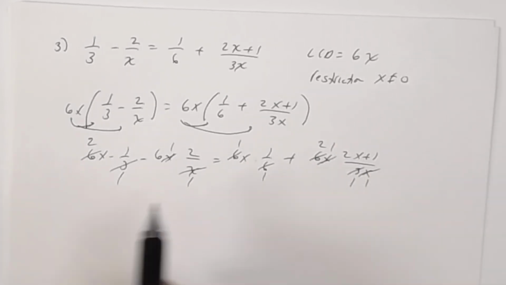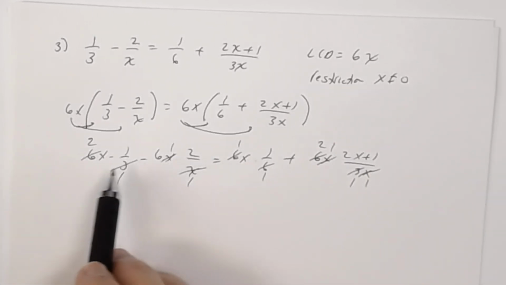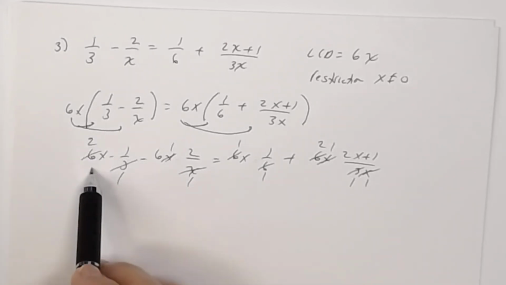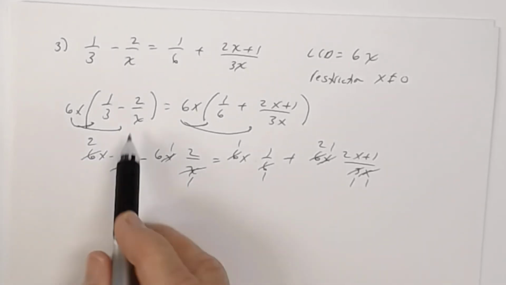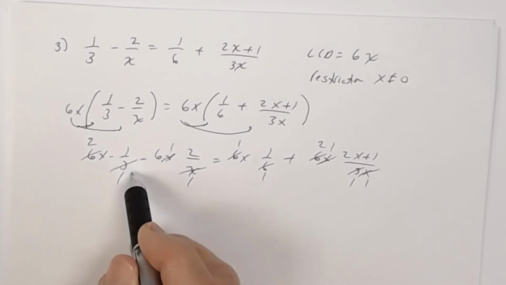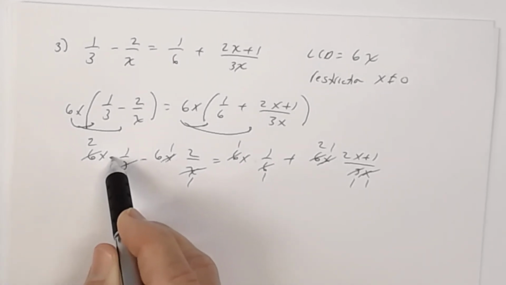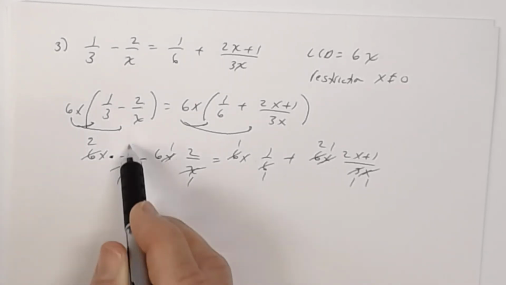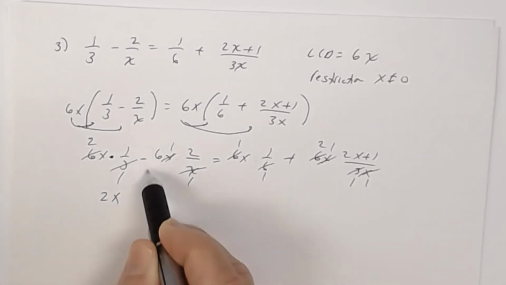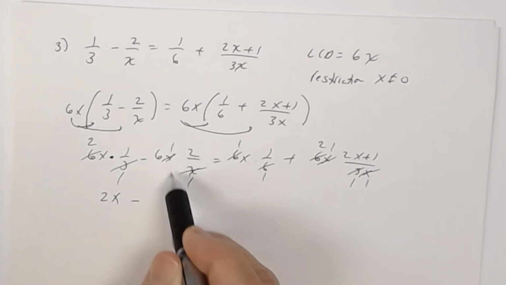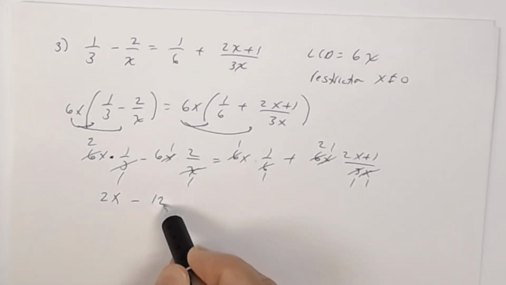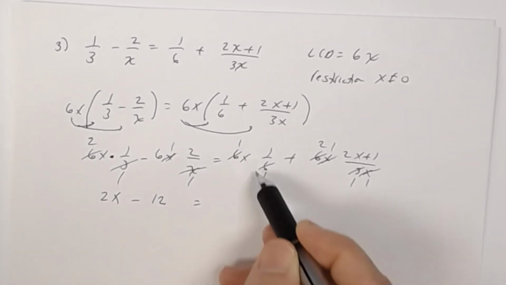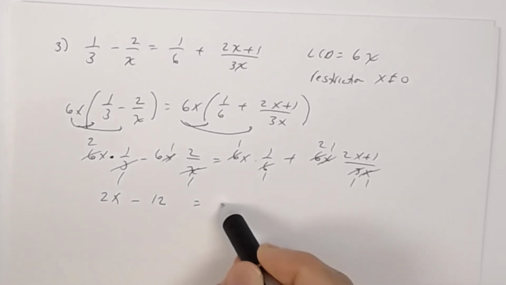All right, now let's go ahead and rewrite this to make it look better. 2 times x, okay, this is multiplication right here, so be careful. It almost looked like a subtraction. So 2 times x times 1 is 2x. Subtract 6 times 1 times 2 is 12. Equal. 1 times x times 1 is x.